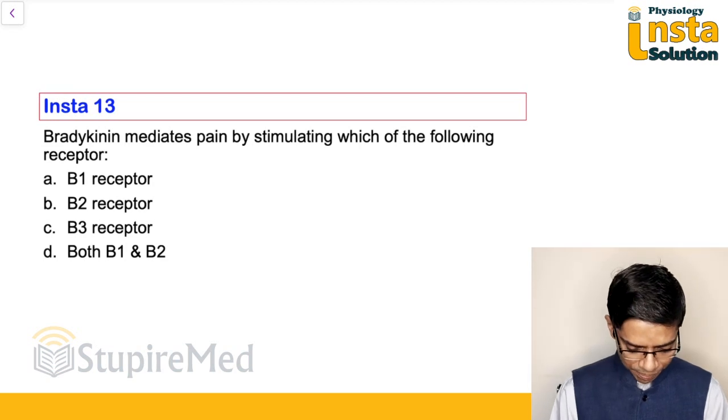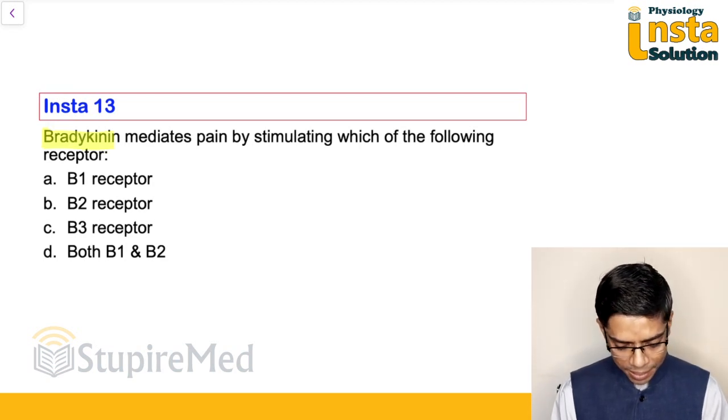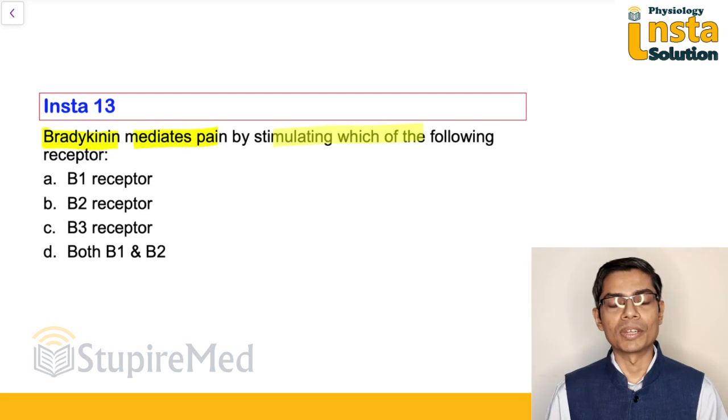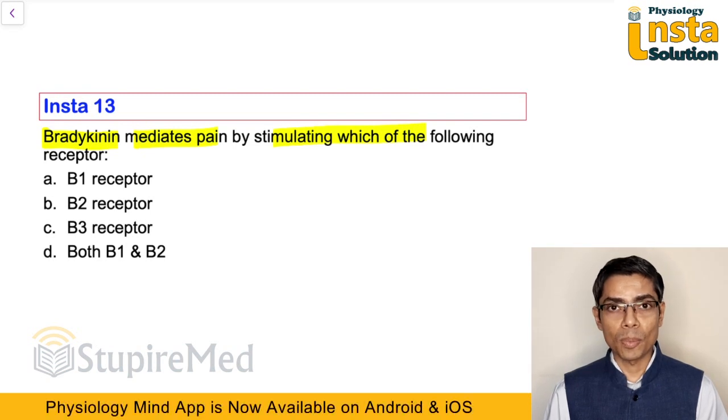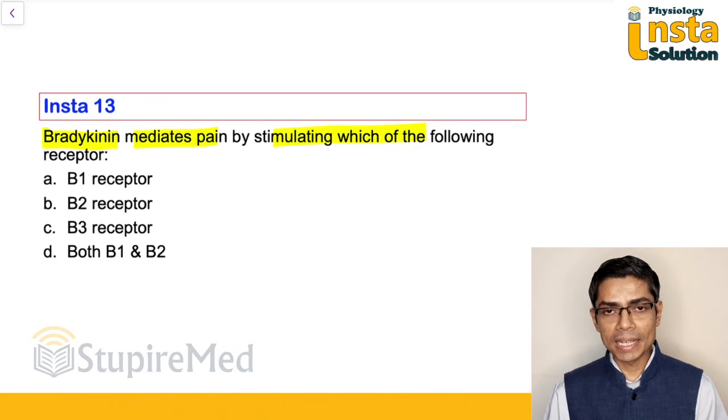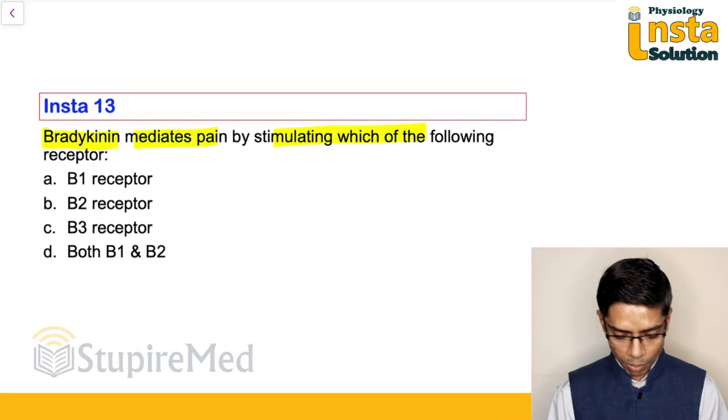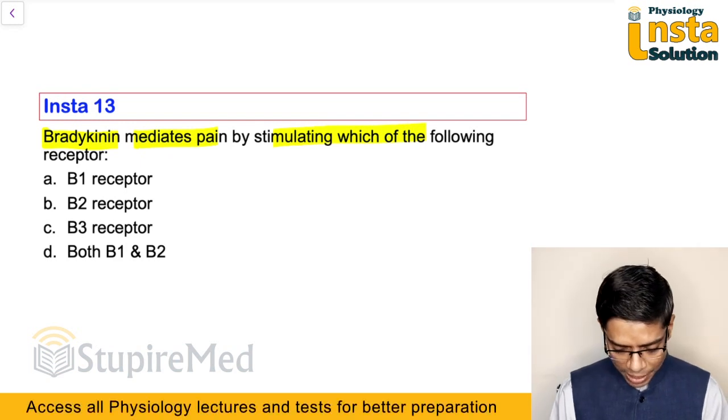The question is, bradykinin mediates pain by stimulating which of the following receptor or receptors? All of you know that bradykinin is one of the most potent pain-producing substances in our body. If there is release of bradykinin at the level of tissue, it is going to stimulate your sensory neuron.